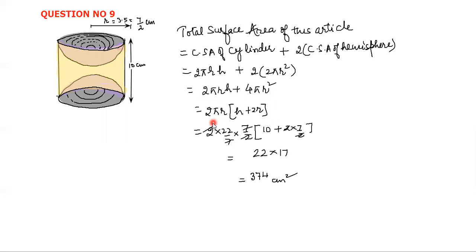Now let's put the values. This is 2, pi is 22 by 7, r is given as 7 by 2, and the height of the cylinder is given as 10, so here we will write 10. Our radius is given as 3.5, and we can convert it into the fraction 7 by 2, so twice 7 by 2, therefore this 2 and this 2 will get cancelled. The total of the two is 17, and outside you are able to cancel everything, you're left with only 22. Multiply and get the answer, 374 centimeters square.